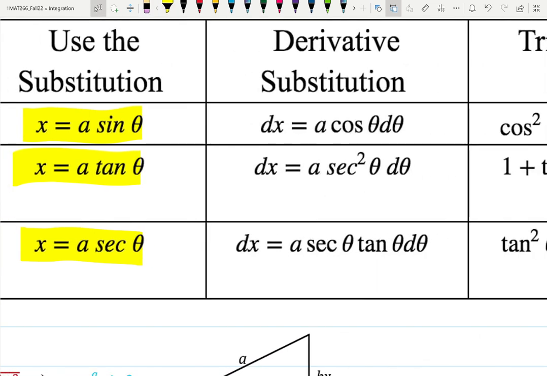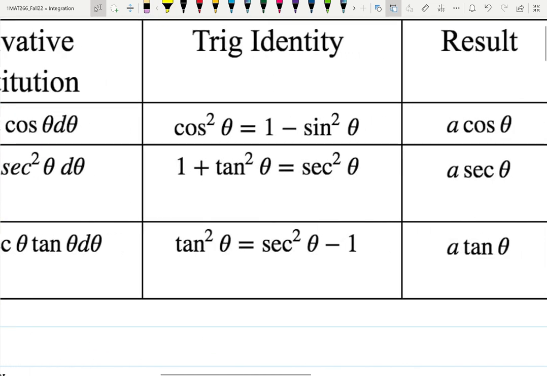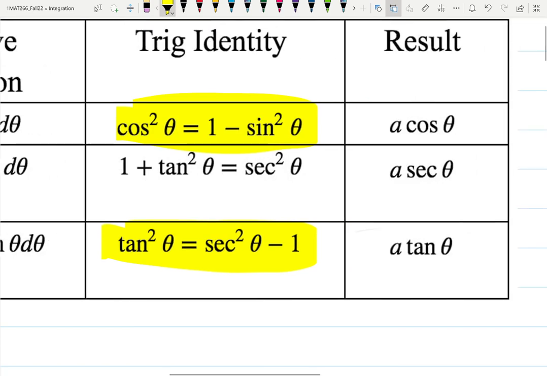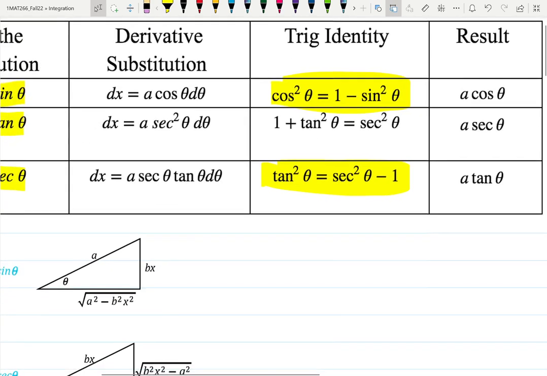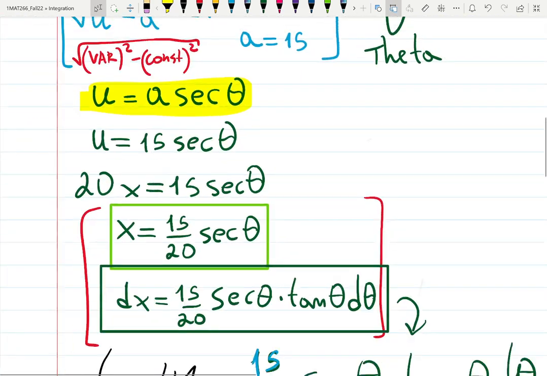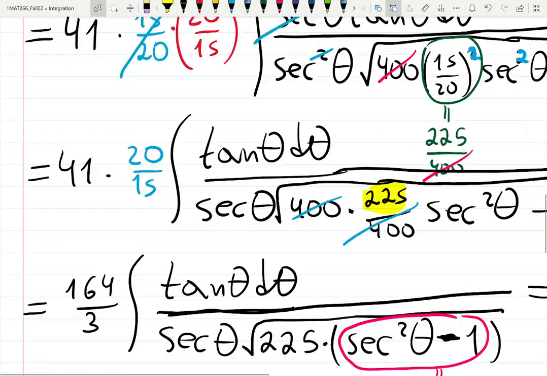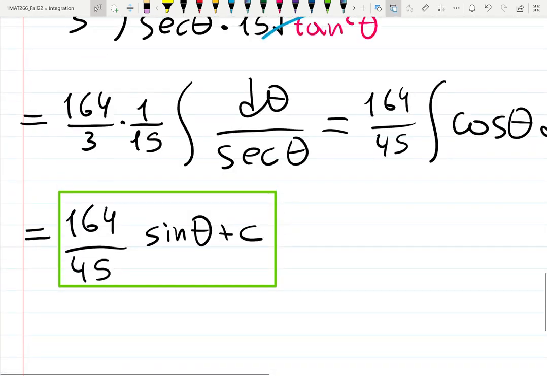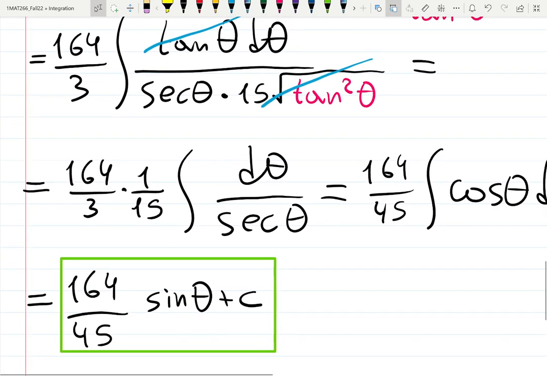Then they show you what is dx, but you don't have to remember this. You just know what the derivative is. And then they show you which trig substitution or identity will be used. We used this one, but there are only two. Sine squared plus cosine squared gives you 1, or secant squared minus tangent squared gives you 1. And the result is that. So this table kind of helps you out. I see questions, and then I will shock you with something. Let me shock you right now. This is not the answer.